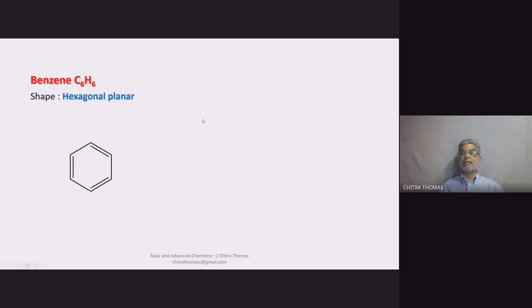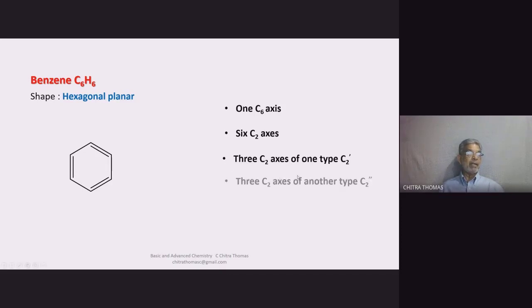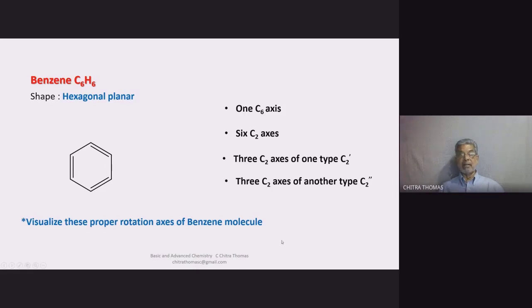Now, benzene. You guess. It has one C6 and 6 C2 axes, which may be separated into two types, 3 C2 axes of one type and 3 of the other. You visualize these proper rotation axes of the benzene ring. This is an assignment or exercise for you. You visualize these.